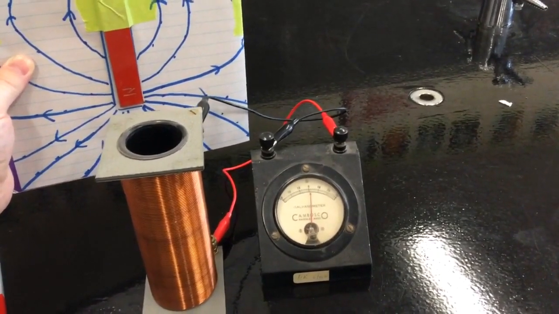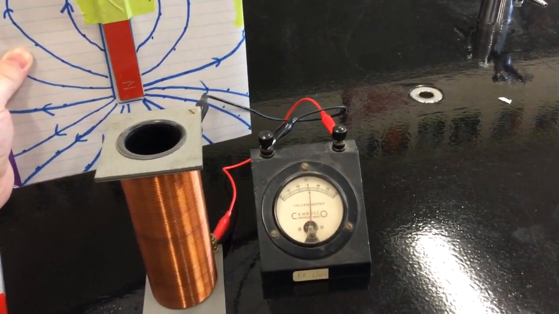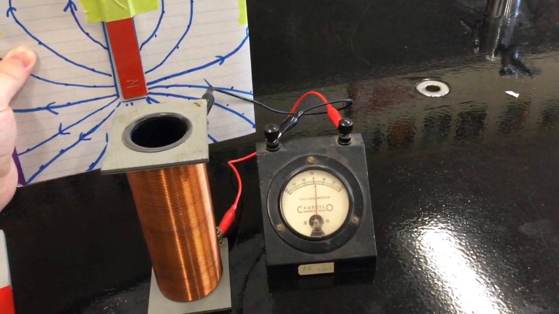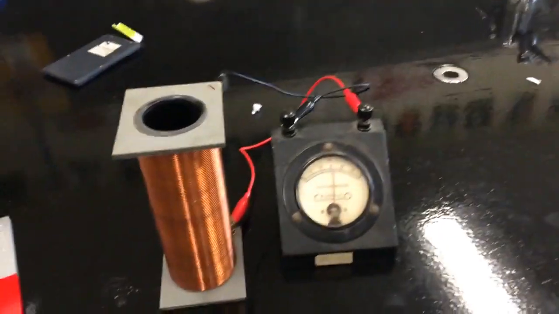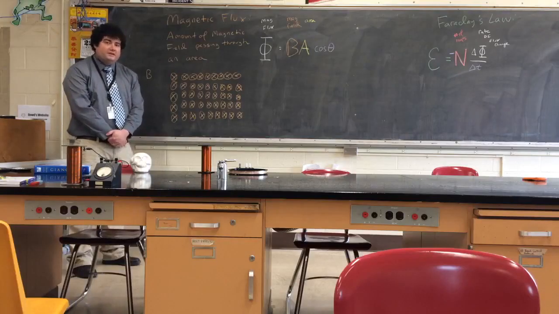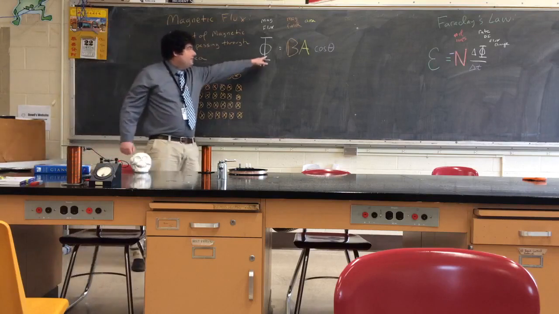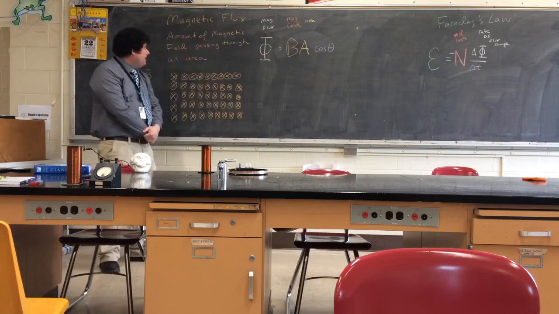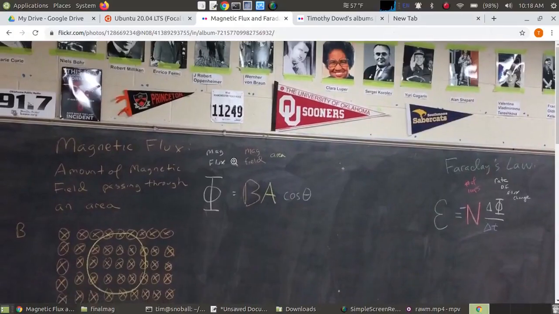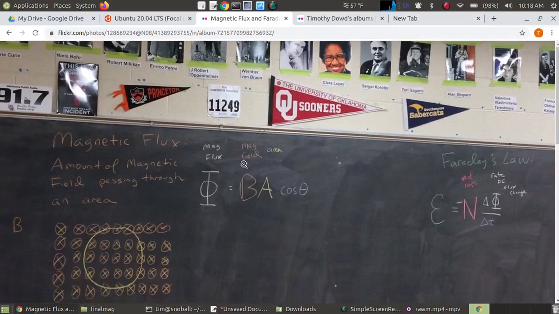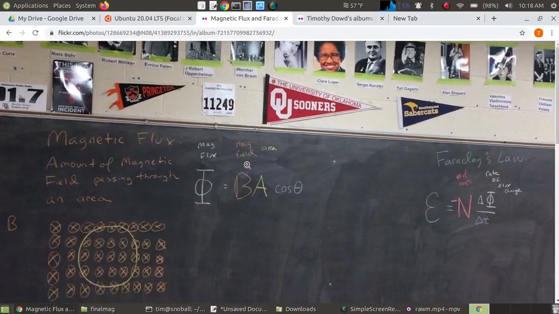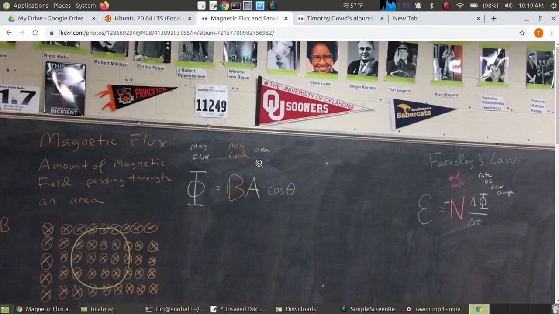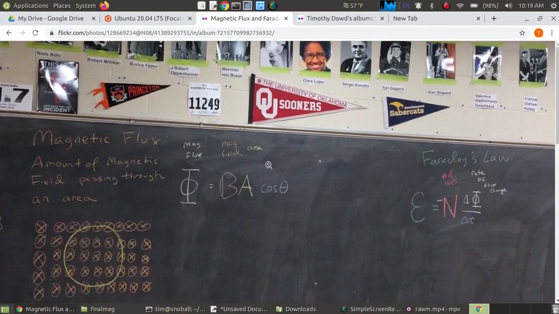So what we have to do is define this idea of magnetic field inside a little better. There's a better word for it, which is called magnetic flux. So magnetic flux, which is symbolized by the capital letter phi, is the amount of magnetic field passing through an area. We're going to see it depends on how strong the magnetic field is, which is symbolized by B, how large the area of the coil is, the cross-sectional area, and then what angle the coil is at.